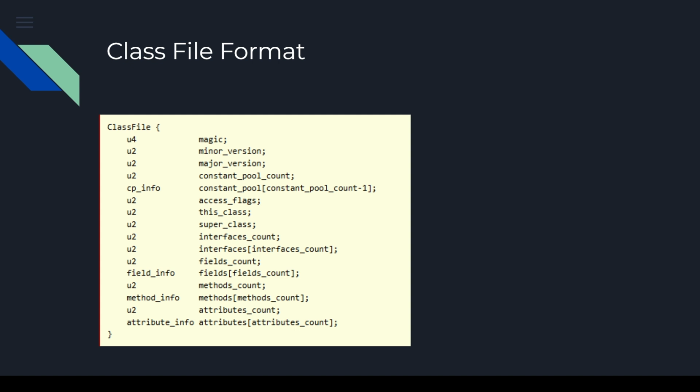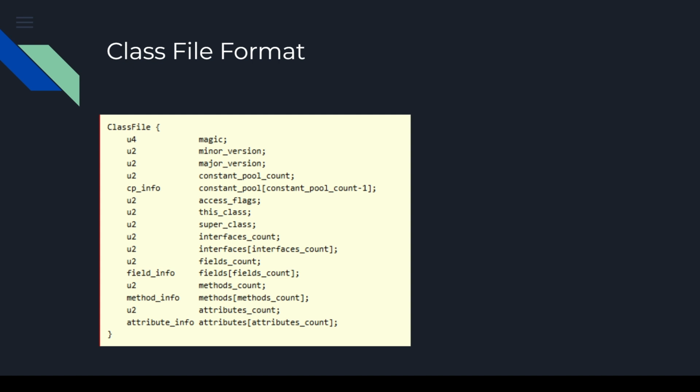Then comes the access flag. Access flag tells whether a class is public, abstract, final, interface, and so on and so forth. It basically tells the access level of that class. Then we have the fields related to this class and superclass. These fields simply describe the class name and its superclass name. And similarly, we have the interfaces count and a list of interfaces that this class implements.